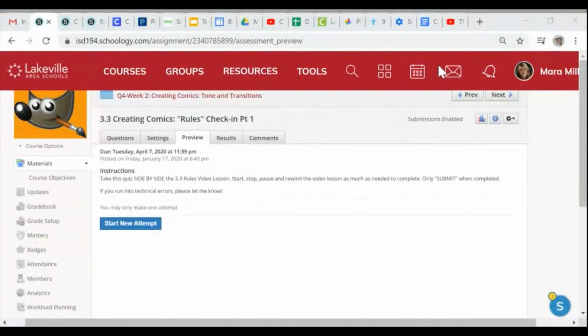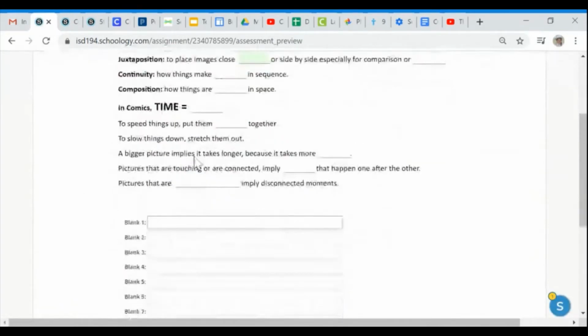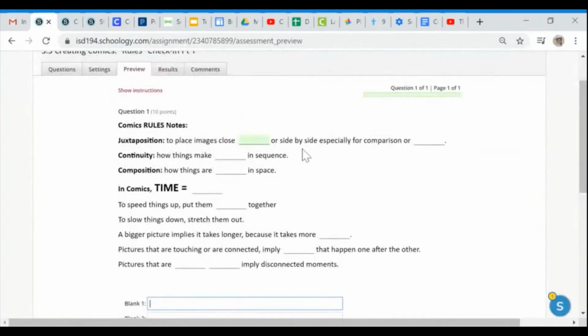Okay, so what I want you to do is go ahead and navigate over to 3.3 and open this up. As I'm reading this off, just fill it in with me as you go, and then hit submit at the end of it, okay? So I'm going to go ahead and do a practice submission. You guys are going to do your real one. And these are the blanks that we're going to be filling in, okay?